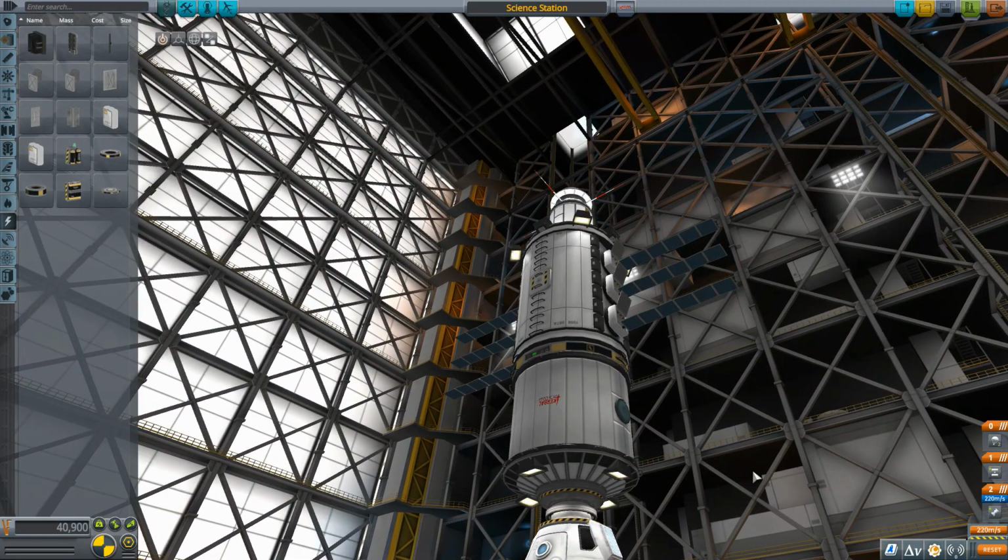Okay, but what I'm really interested in is what changes do I need to make if I were to put this thing around Moho or around Laythe. But in order to get to that, we need to talk about the inverse square law.